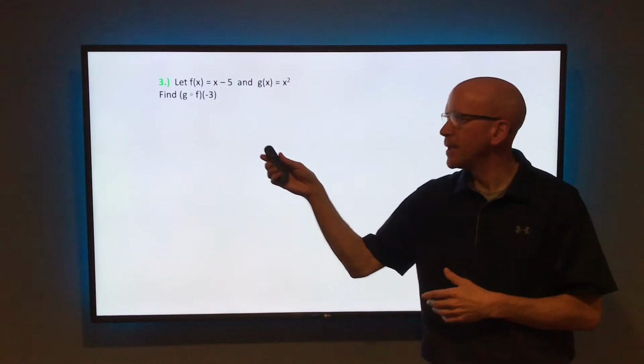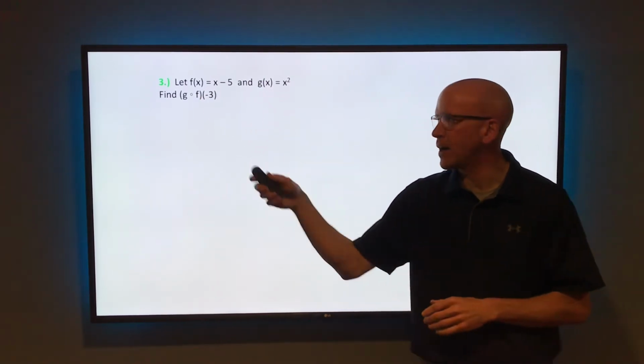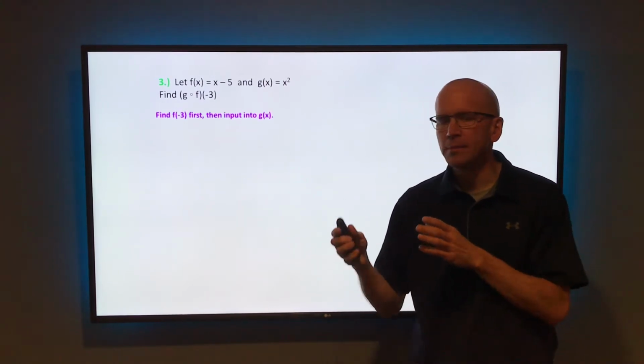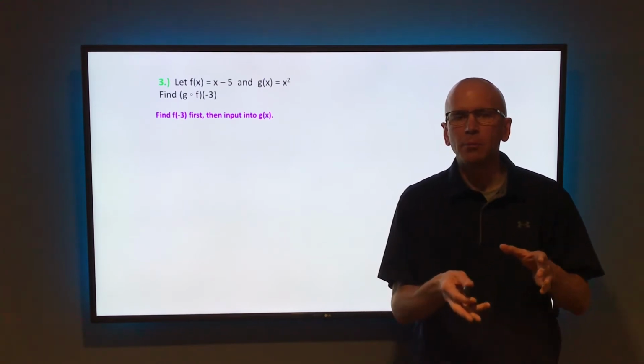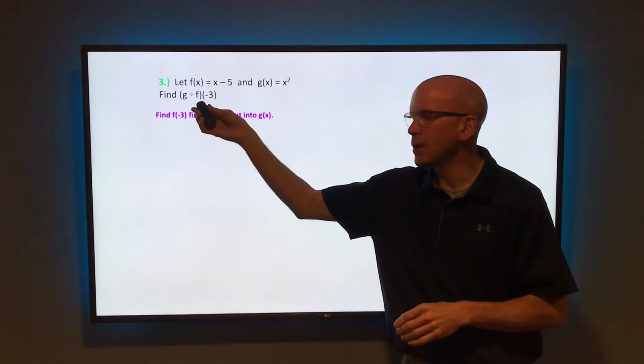And here we go. f(x) = x - 5 and g(x) = x². We need to find g(f(-3)). So that -3 is going to be the input into f(x). Then there's going to be an output, and that output will go into g(x). So find f(-3) first.